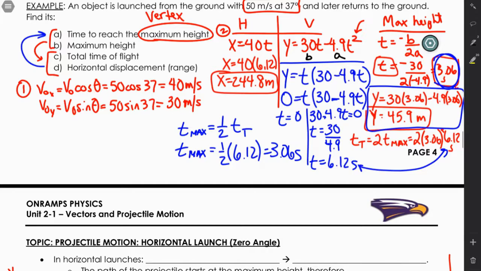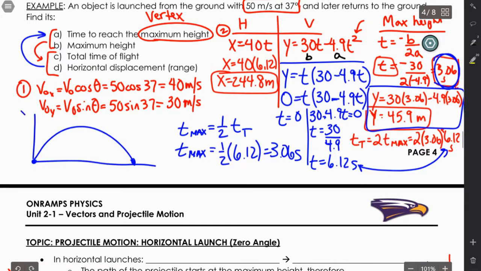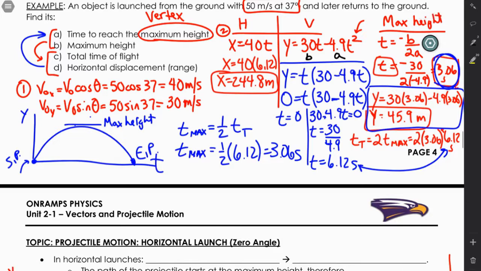Okay, now this only holds true for ground to ground. That's the thing to remember. This is my path, if I'm doing a parabolic function, my y versus t. This is my starting point, this is my ending point, and up here is my max height. This does not hold true if I land above my starting point, or I land below. This only holds true as long as your vertical displacement, your delta y, is 0, okay?